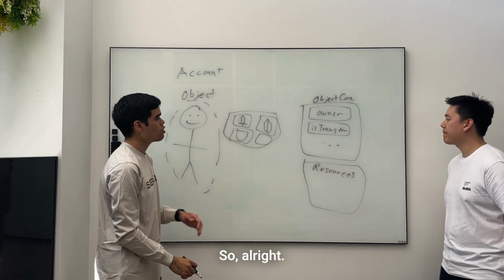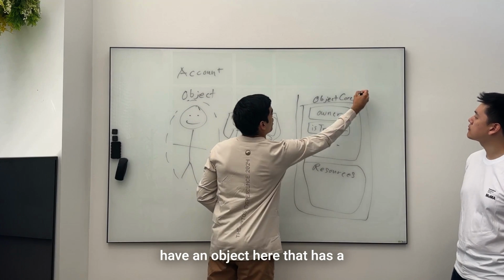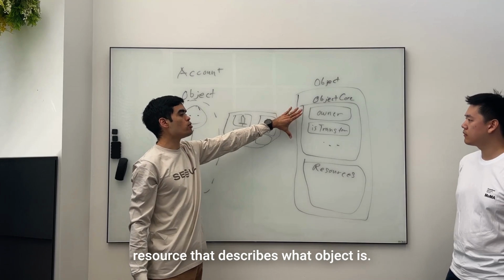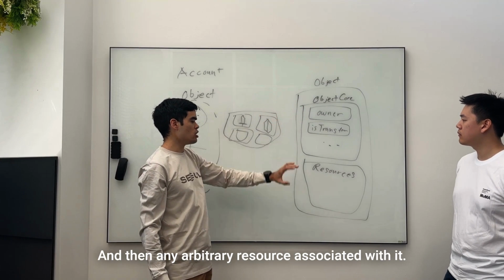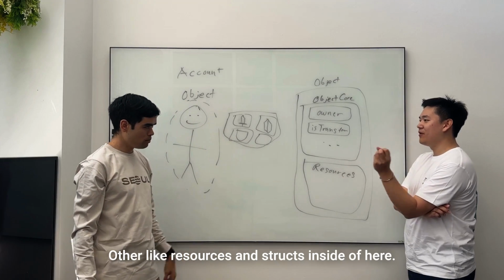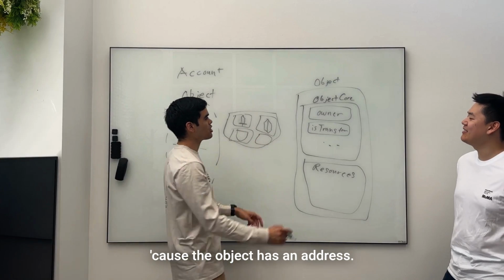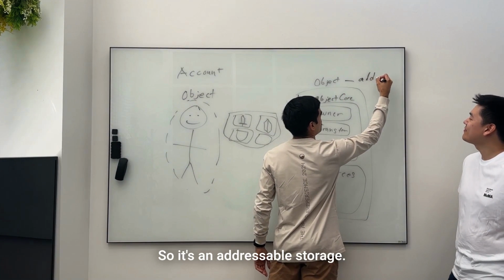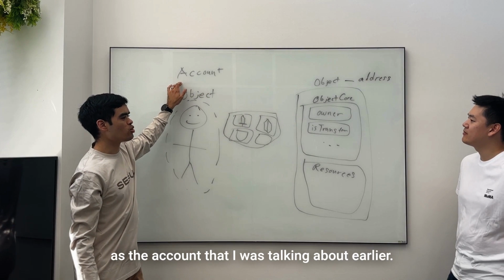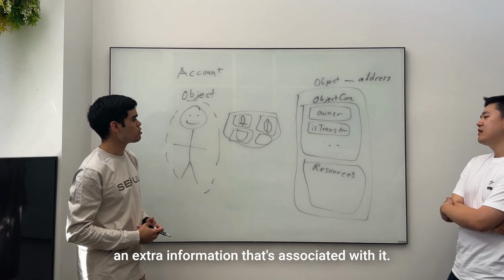All objects. So the reason for this is I basically have an object that has a resource that describes what an object is, the properties of the object, and then any arbitrary resource associated with it. So you can add other resources and structs inside of here. That's right, because the object has an address, so it's in addressable storage. That addressable storage works exactly the same as the account that I was talking about earlier. So an object is essentially an account, but with some extra information associated with it.